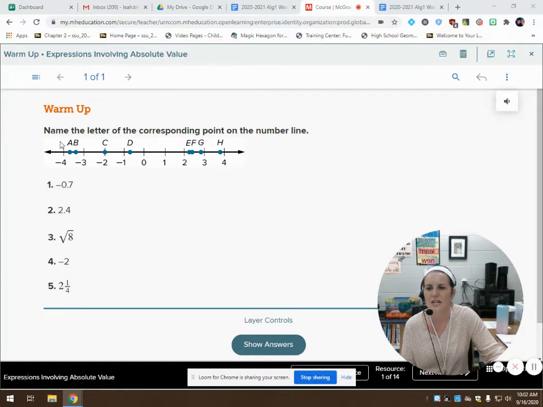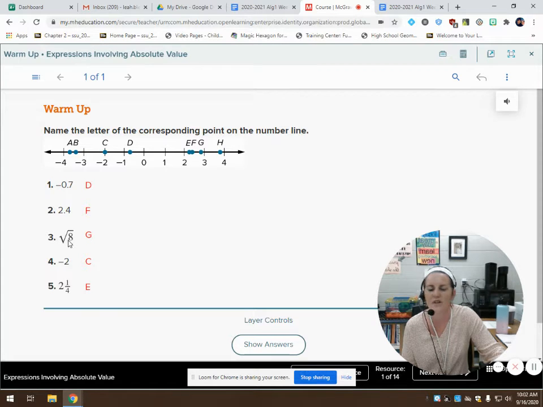So we're going to look at which letter corresponds with negative 0.7. So I'm going to assume that would be letter D, because letter D is the only one between 0 and negative 1, and that's where negative 0.7 would fall. 2.4 is F. Almost halfway, but not quite.